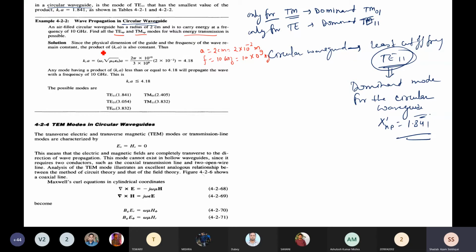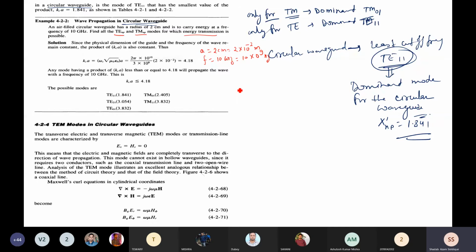You will first be asked to find the cutoff frequency. So, an air-filled rectangular waveguide is to carry a frequency of 10 gigahertz. What are the modes which exist? I'll take this frequency as a cutoff frequency. This is not actually the cutoff frequency, but we'll consider it so that the wave will propagate. Till now the wave will propagate.